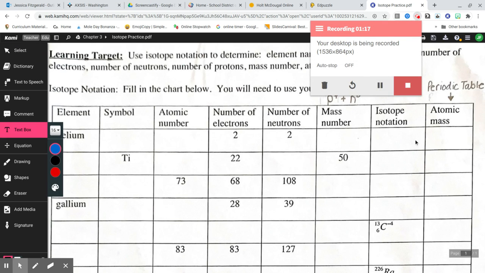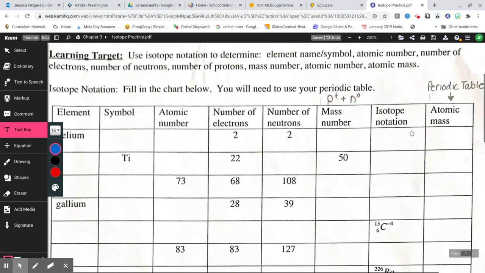Okay, a couple of things I wanted to note on your copy real quick is the difference between mass number and atomic mass. The mass number will be your number of protons and your number of neutrons added together. Or you can think of your atomic number plus your number of neutrons to give you your mass number in this column here. The last column with the atomic mass, this is where I want you to put the number that appears on the periodic table, including all of the decimals.